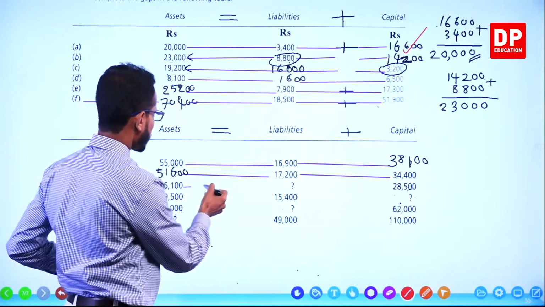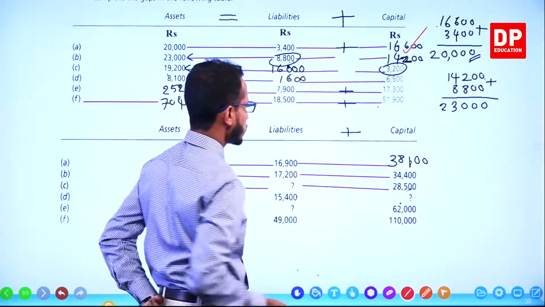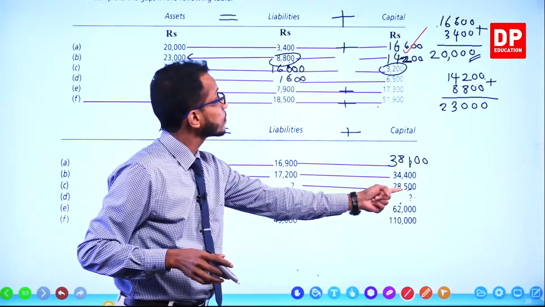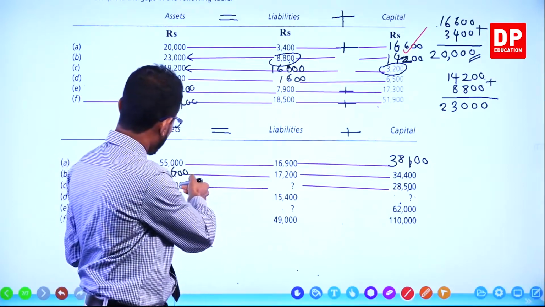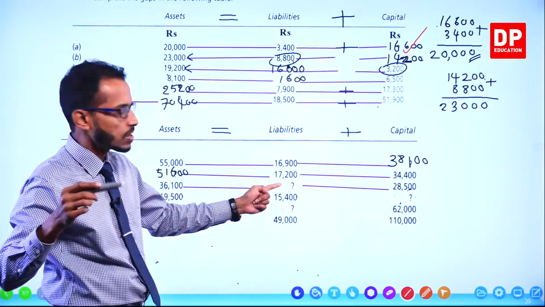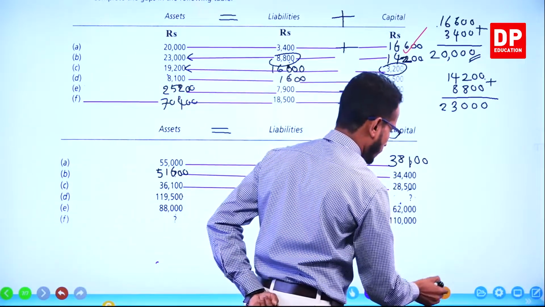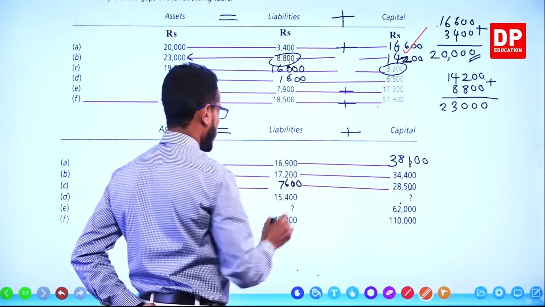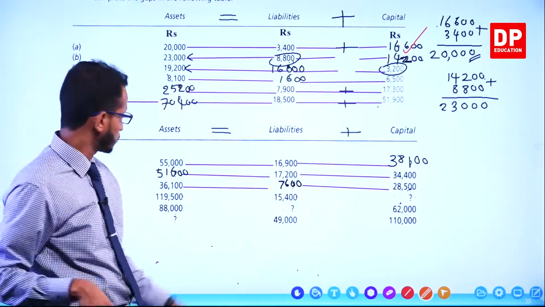Next we have 36,100 worth of assets. We don't know the liabilities, but we know the capital. It is 28,500. 36,100 total assets. Out of that, only 28,500 is capital. So when you subtract this from this, how much do you get? 7,600. I hope you got this answer. Okay.